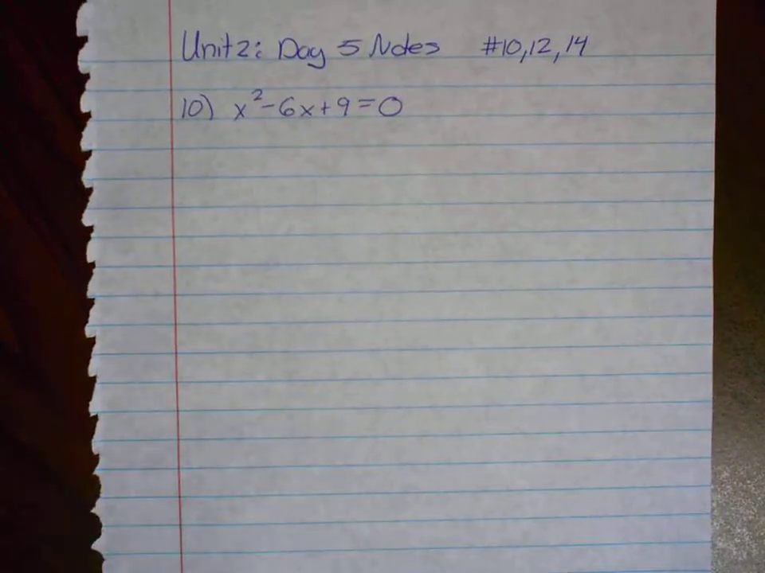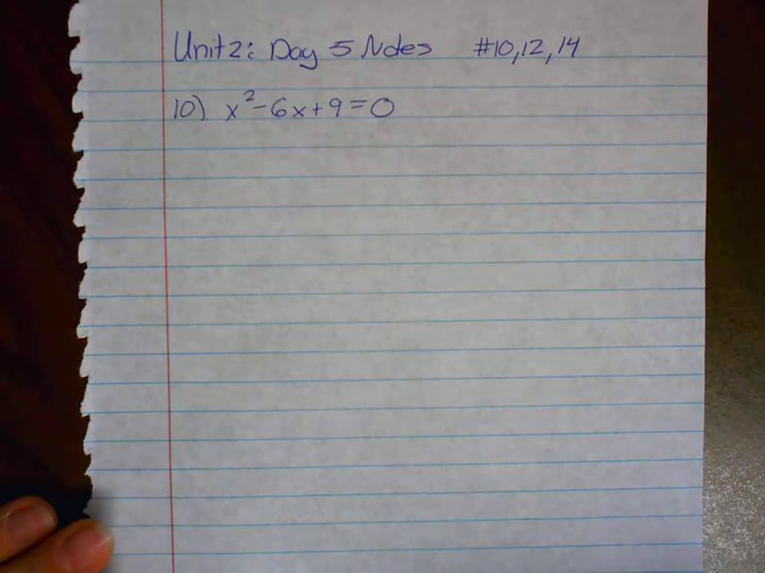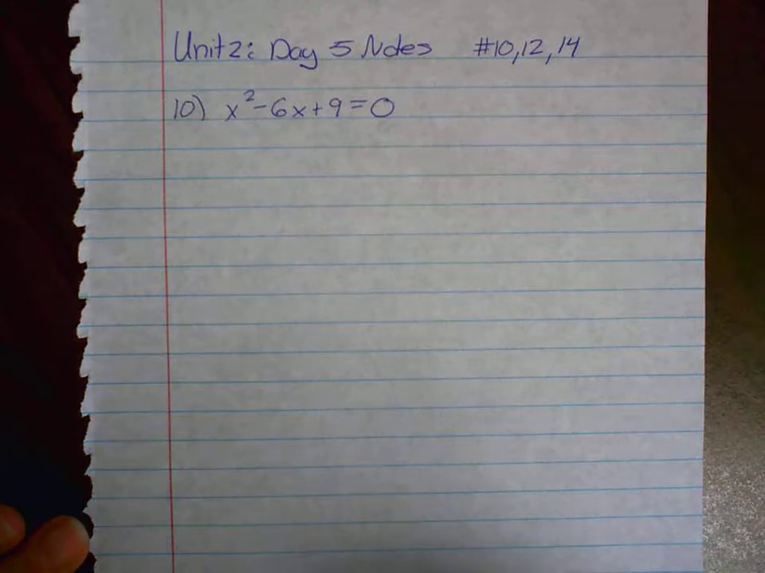So we know when I am doing this, solving quadratics by factoring, the first thing I need to make sure is that it equals 0. So I'm good, it equals 0. Second, I always check for a GCF. No GCF in this problem.